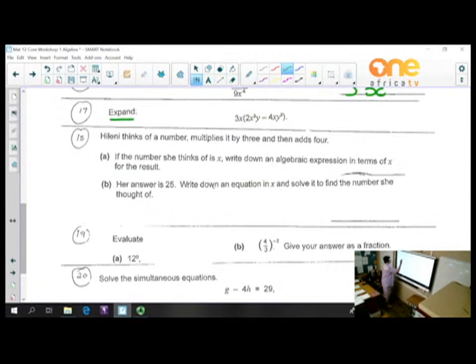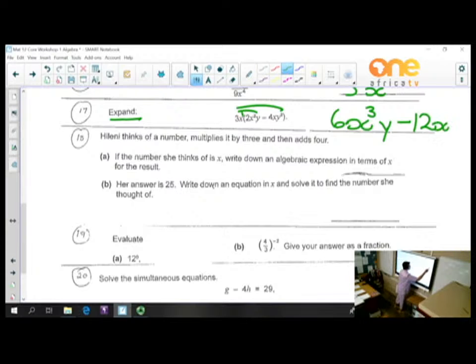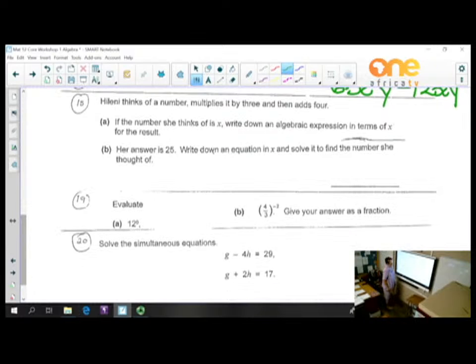Question 17. Expand means remove the bracket, products. I have to multiply each one with that one outside. So that gives me then 6. You have to add your indices. So it is x to the power of 3, y. And then multiply with the second one. Positive times a negative is a negative. The numbers are 12, and the indices, I add them, so it's x squared, y squared.